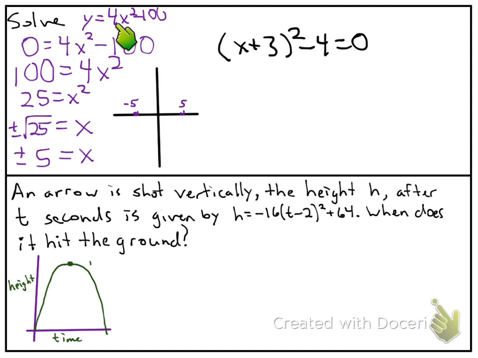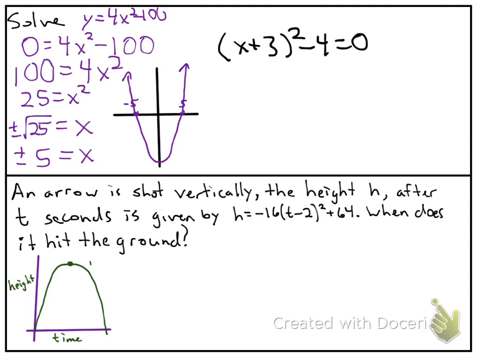Now let's think of the other things we know. If it's 4x squared minus 100, it is opening up and it's very steep. So I could get an idea. The graph looks like that. It opens up, it goes through those points. It probably has an axis of symmetry on the y-axis because it's symmetrical to where we're at.